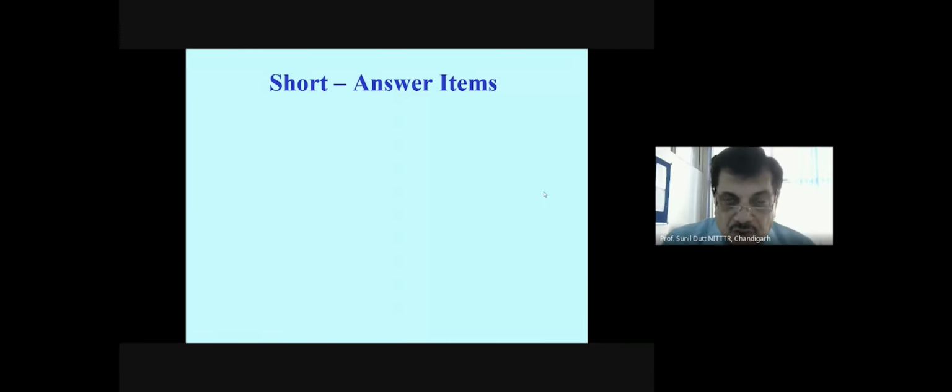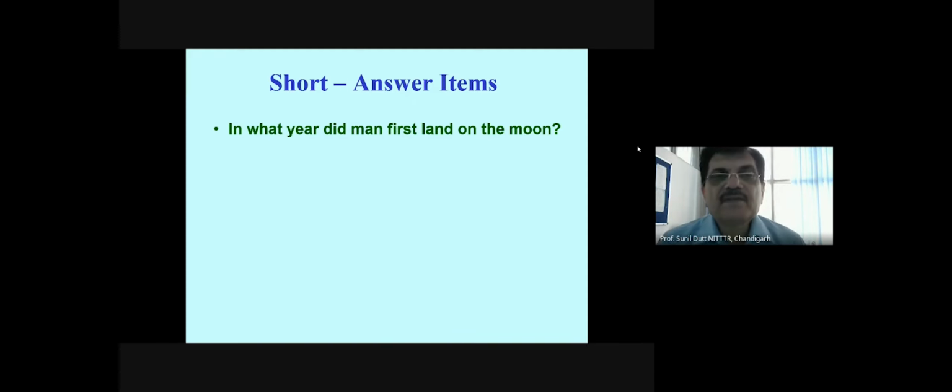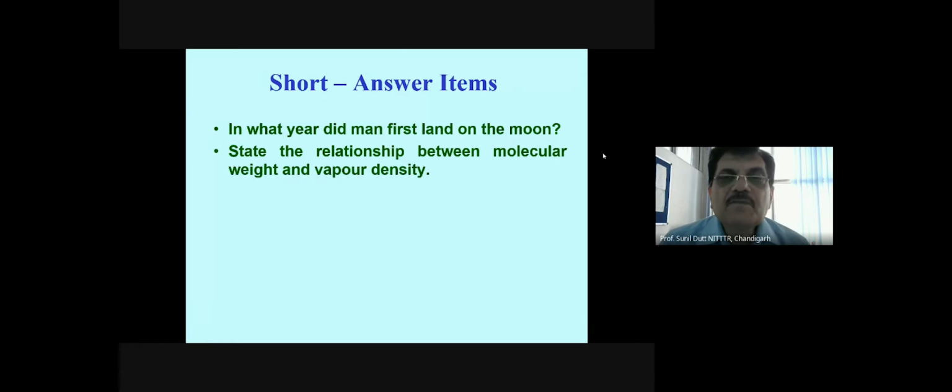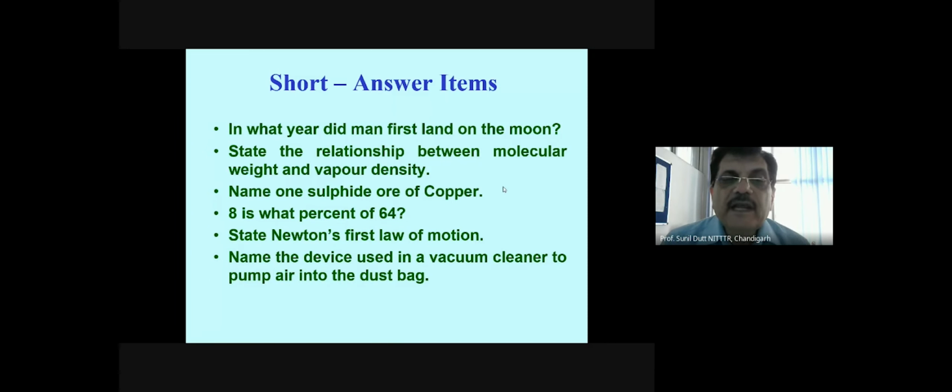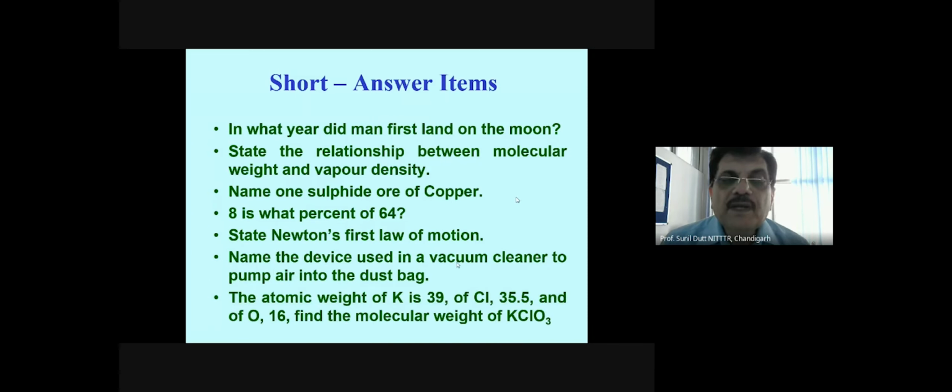So this includes short answer questions and completion type questions. We include two types of items, that is, the short answer question and the completion type item. So under short answer questions, the examples are like: in what year did man first land on the moon, or state the relationship between the molecular weight and the vapor density, name one sulfide ore of copper, 8 is what percentage of 64, state Newton's first law of motion, name the device used in a vacuum cleaner to pump air into the dust bag.